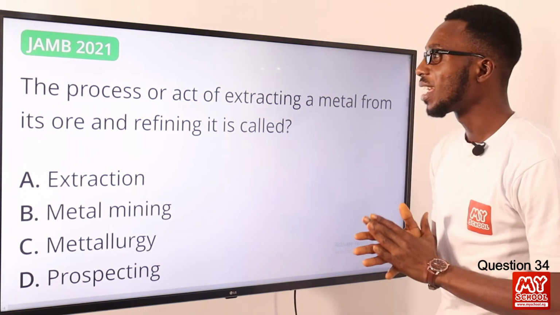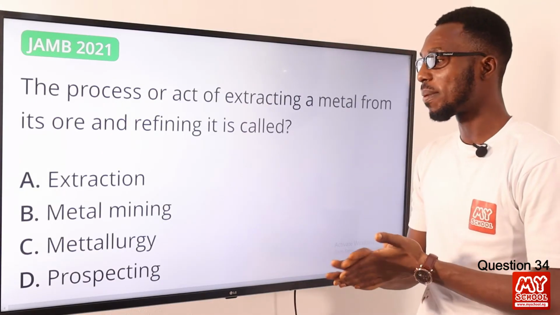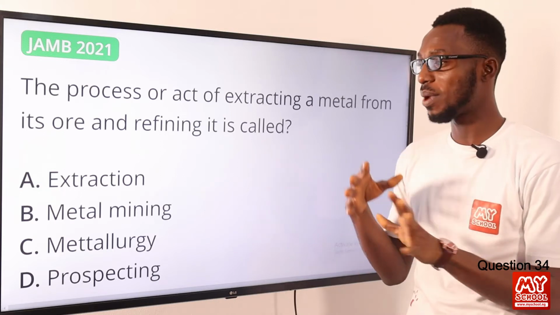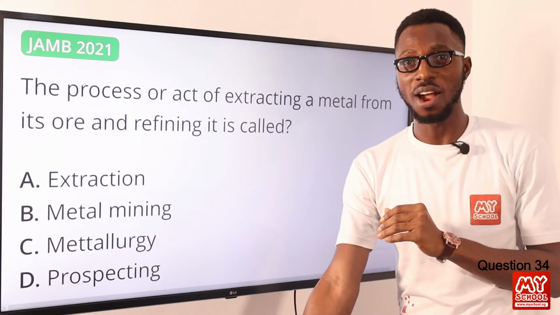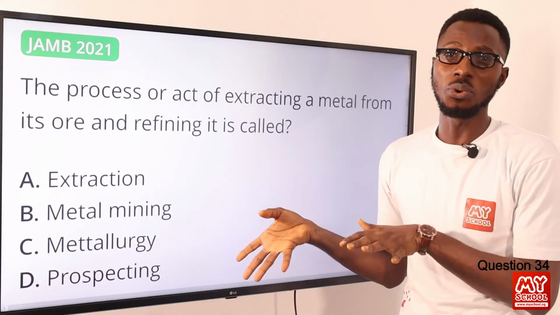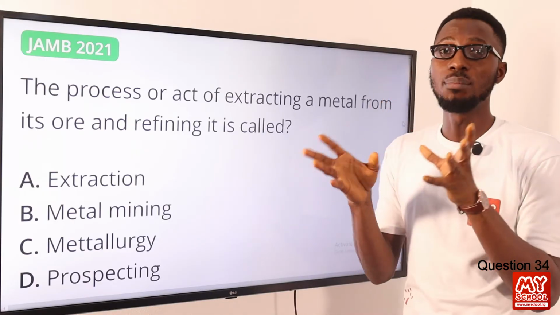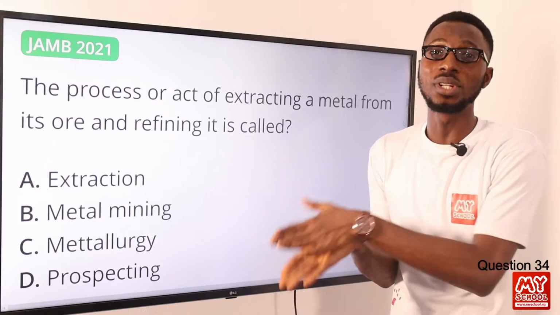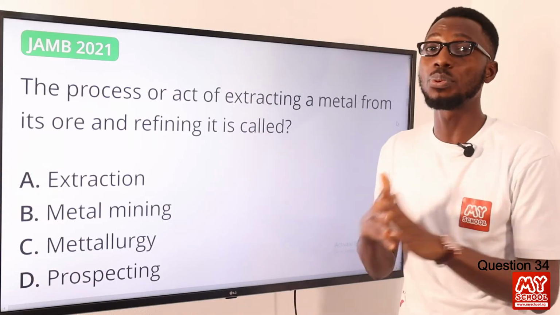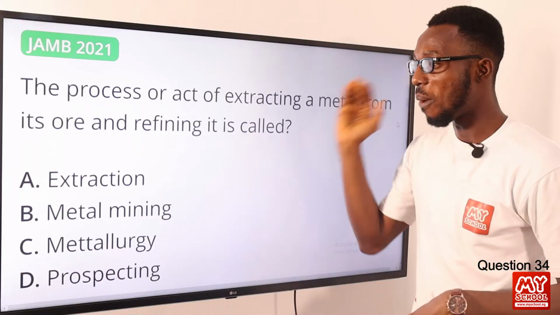34. The process or act of extracting a metal from its ore and refining it is called metallurgy. Metallurgy is that chemical process whereby you extract metals from their ores. The reason is that all metals, except something like silver, platinum, gold, are found in ores. And these ores are actually a mixture of minerals with solid impurities. So for you to extract them from these ores, you refine them, then you process them for industrial use. That is where this concept comes in. So the correct option is option C.